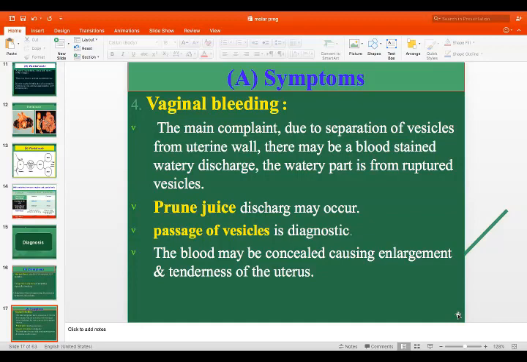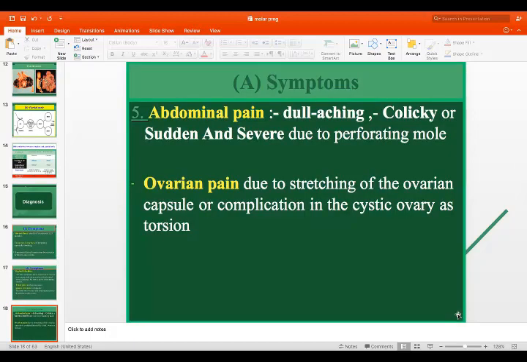The blood may be concealed, causing enlargement or tenderness of the uterus. Sometimes there is no external bleeding, and there is uterine enlargement and tenderness. She may also have pain, a dull ache, colicky or sudden and severe due to a perforating mole. Sometimes it is a very severe pain due to the perforation of the mole into the uterine wall. There will also be abdominal pain due to the stretching of the ovarian capsule and complication in the cystic ovary as well. Sometimes these ovaries may undergo torsion, which will lead to acute abdominal pain.